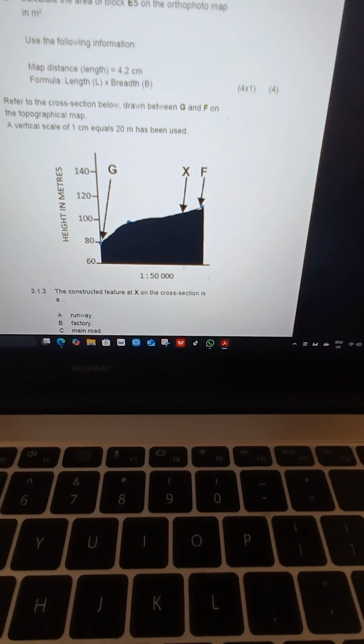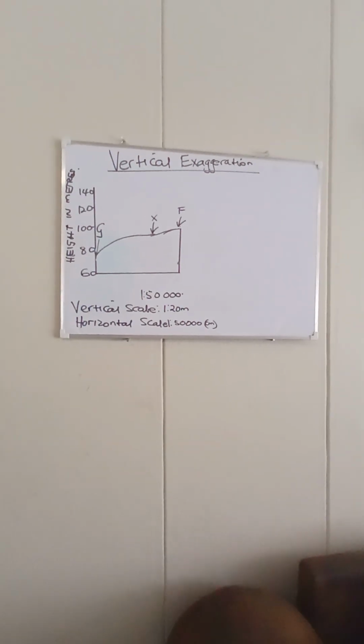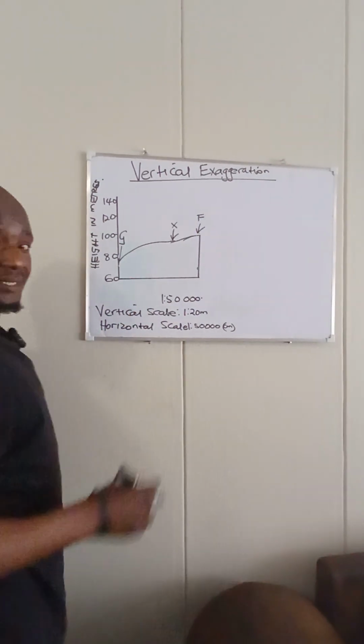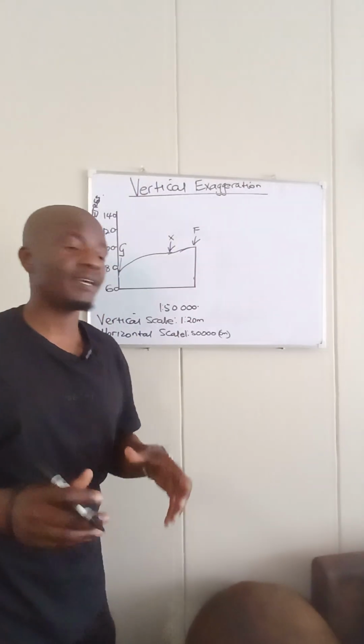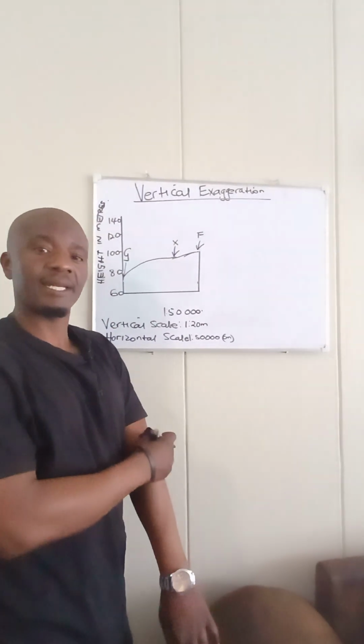So there is your cross section. You can see on this y-axis the vertical scale, which means from here 20, 60, 80, 100, 120, 140. So our 1 centimeter equals 20 meters has been used as our vertical scale, and this is our horizontal scale. This is what we got from the paper. Unfortunately, I don't have a hard copy. I have a soft copy on my laptop.